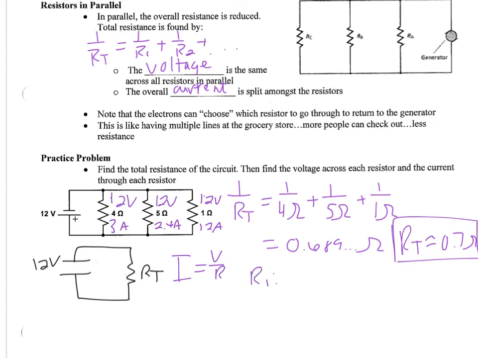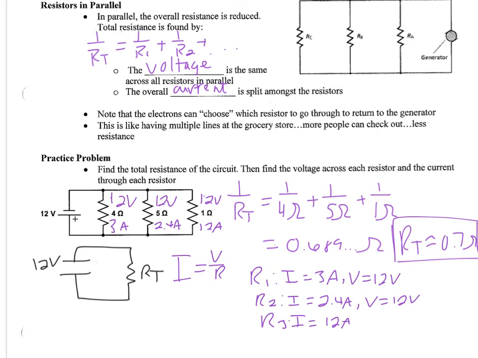So for R1, current is equal to 3 amps. Voltage equals 12 volts. R2, current equals 2.4 amps. Voltage equals 12 volts. R3, current equals 12 amps. Voltage equals 12 volts.